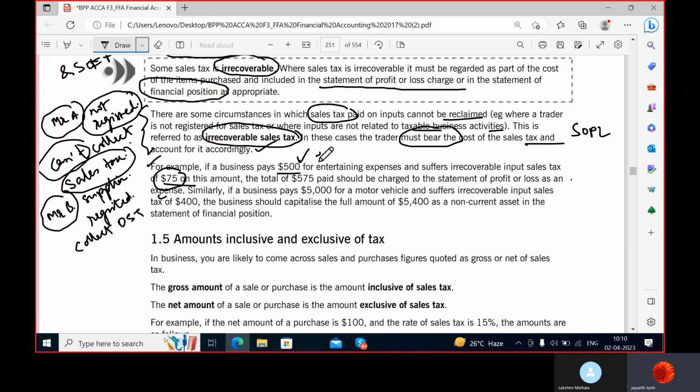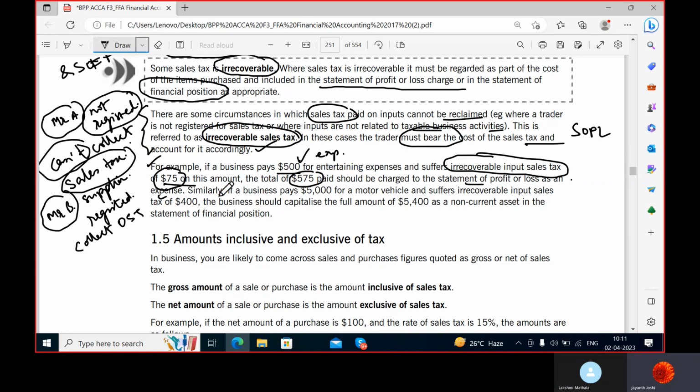So this is an expense, we know. So this will be shown in SOPL definitely. But since it is irrecoverable input sales tax, we have seen the effect of irrecoverable input sales tax: once the sales tax becomes irrecoverable, it will definitely be charged against the profit in SOPL. So a total amount of $575 is to be shown in SOPL as an expense. Is this particular example clear?